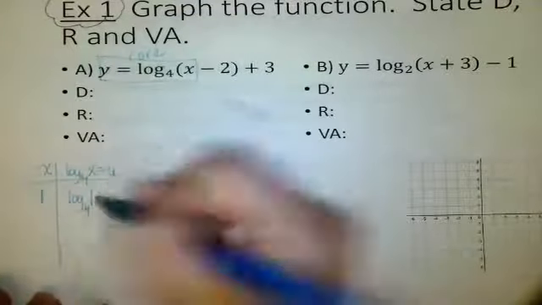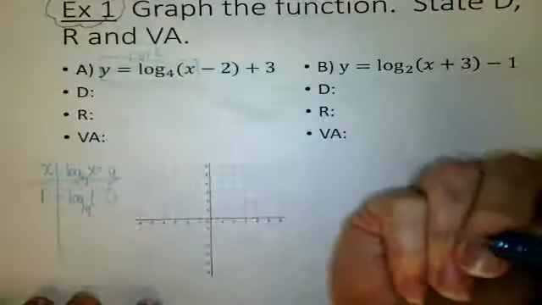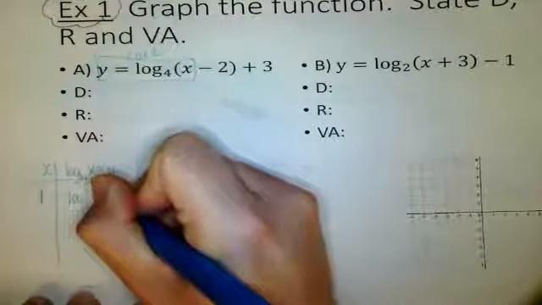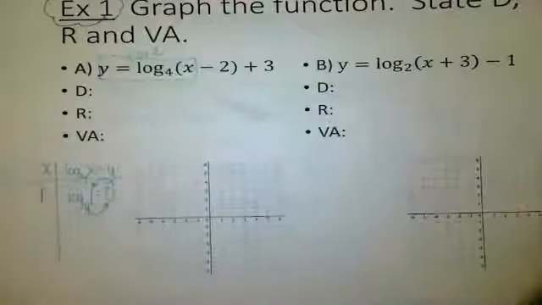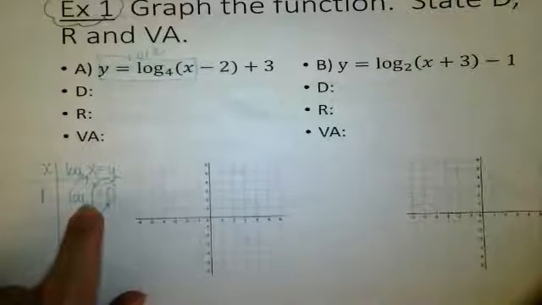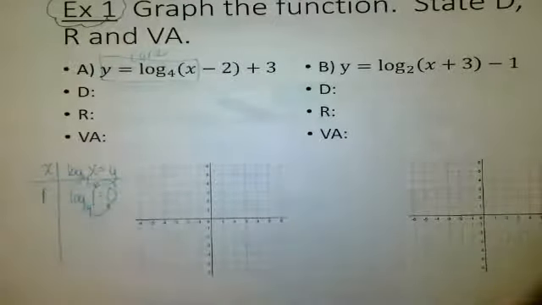Log base 4 of 1 equals, what does log base 4 of 1 equal? 0. Why? 4 to the 0 always equals 1. Because if you give that a swirly, that makes perfect sense. Any number to a power of 0 always equals 1. This is called the log of 1. The log of 1 always equals 0. Every time. So that's a super easy point.